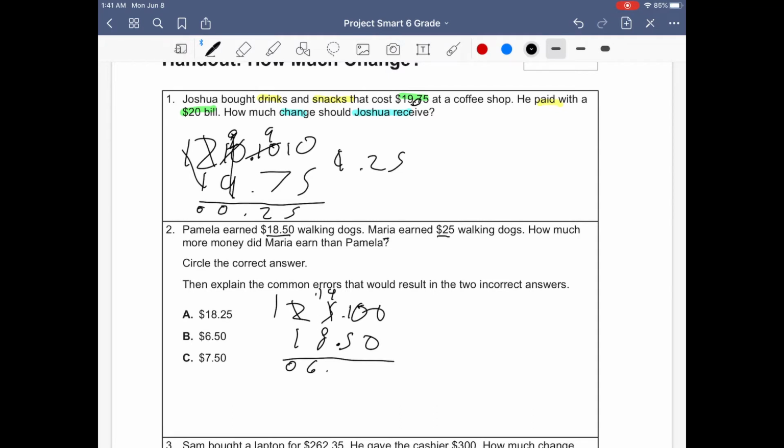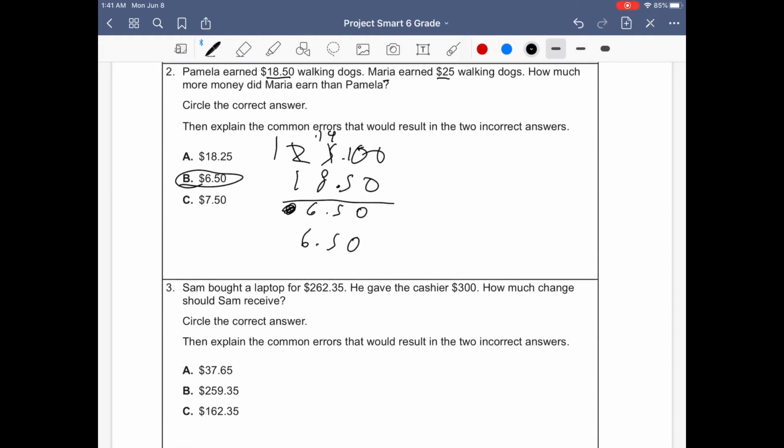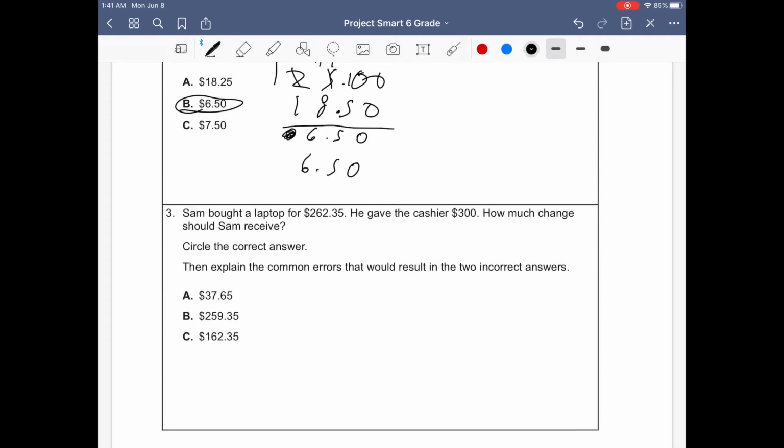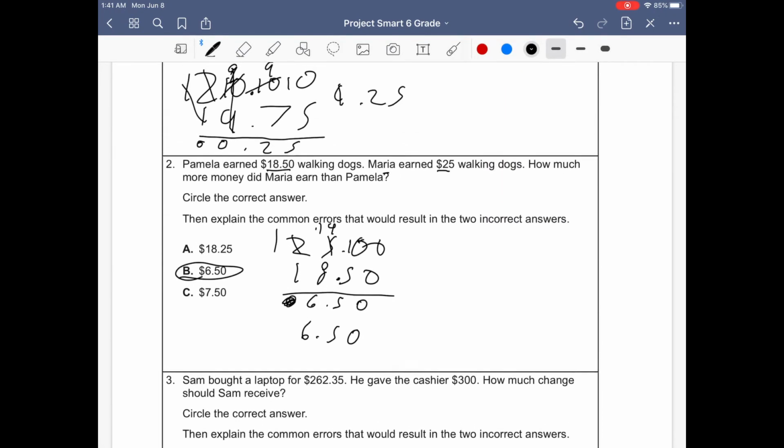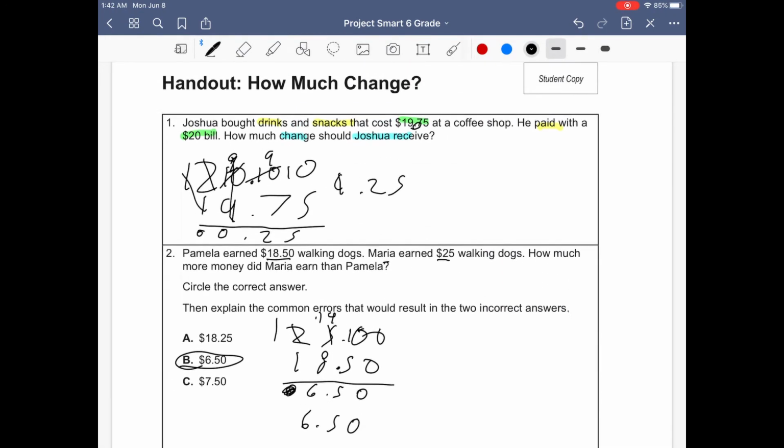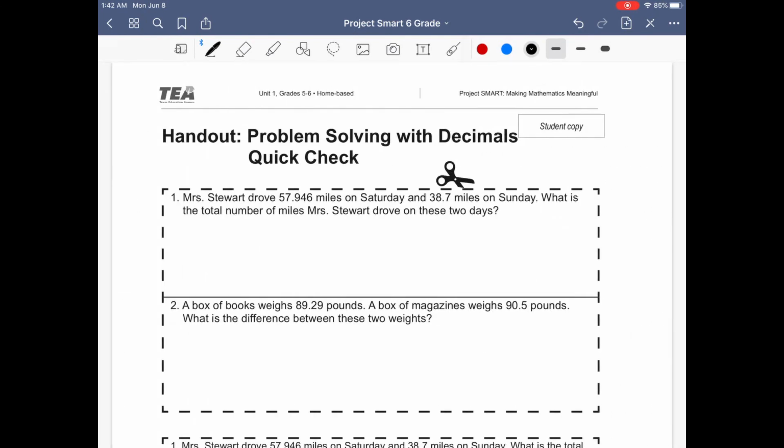6, and then 10 minus 5 is 5. So if we get rid of the 0 here, rewrite it, it's going to be 6.50. And our answer will be B. All right. Okay, so we did those. This one I'll put as a question on your Google Classroom, so you're gonna have to solve this on your own. Let's move over here to these.